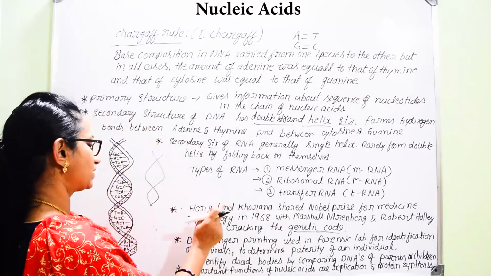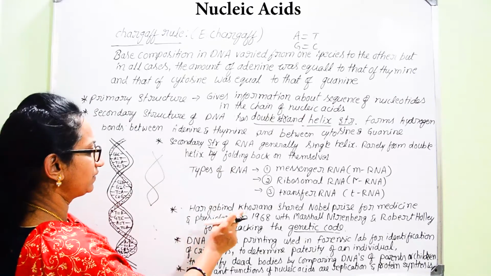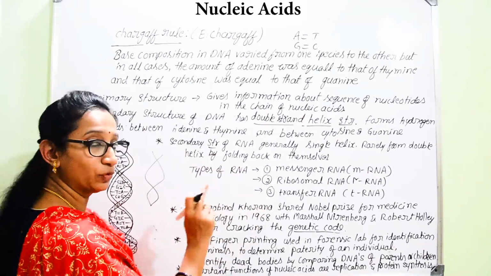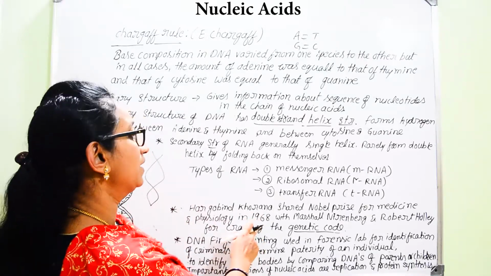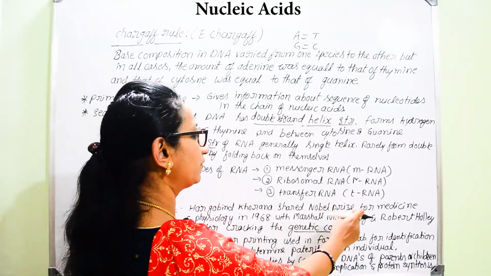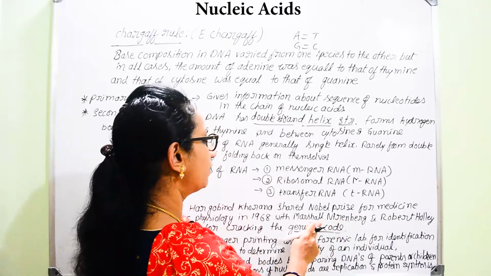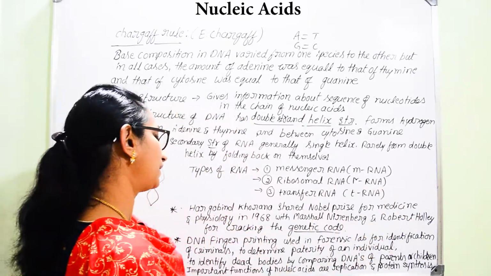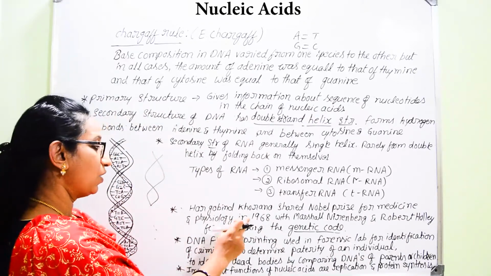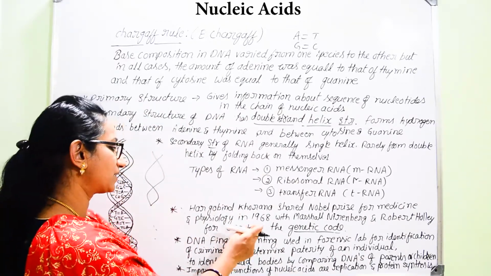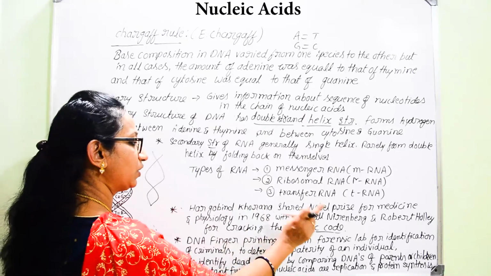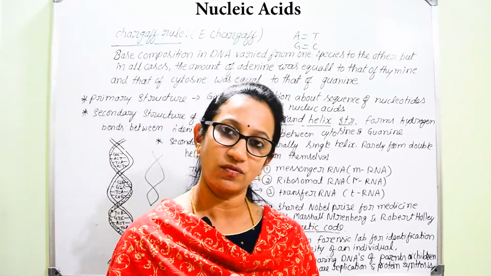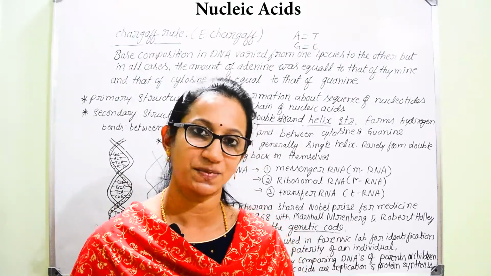And of course, one of the great scientists, Hargobind Khorana, won the Nobel Prize. They shared that Nobel Prize along with two other scientists, Marshall Nirenberg and another scientist, Robert Holley. So why did they win the Nobel Prize? Because they were able to crack the genetic code, which is able to distinguish one species from another species.